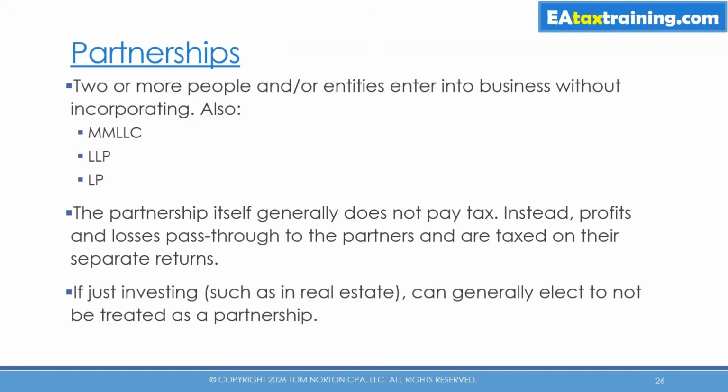And then if you are just investing, such as you are just buying a piece of real estate to rent out, you can generally elect to not be treated as a partnership. So for instance, if it's two individuals, they own this rental house together, they can just split the income and expenses on their own Schedule E on their personal tax returns. They don't have to file a Form 1065. But if you are in business, investing is not considered a trade or business. So if you are in business, then you do need to file the Form 1065.